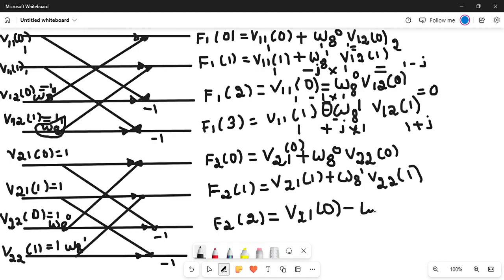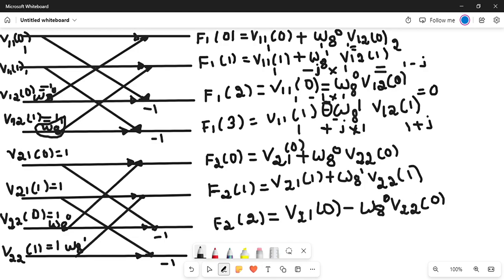You can just see through that, right? Yes, this is omega a to the power of how much? It is 1, 0, into V22 of how much? V22 of which is equal to 0.